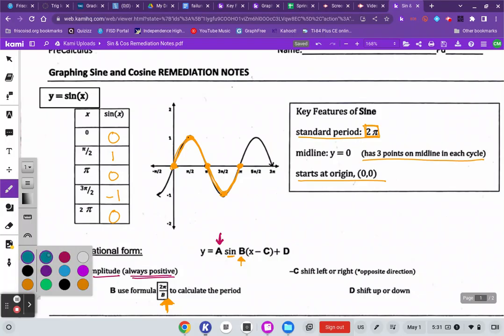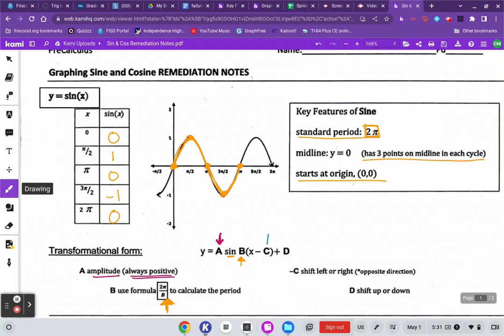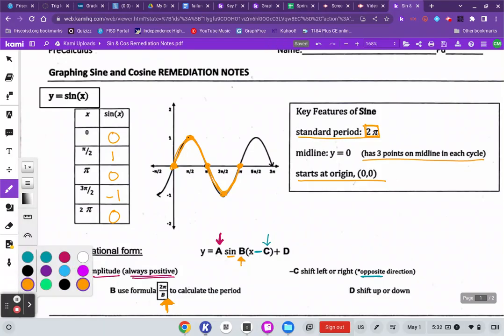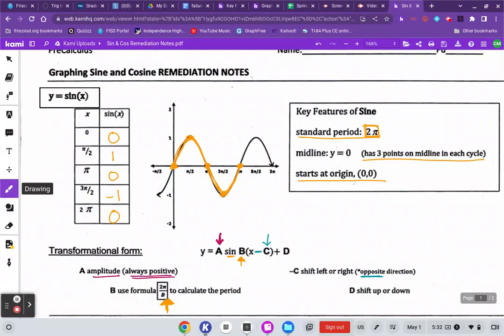The phase shift comes from this spot, and because of this negative sign, it's always the opposite. So you say it's either going to go to the left or to the right. And then D, the D position tells me my vertical shift. So it's going to go up or down based on whatever number is in that spot. This exact same transformational form is used for cosine.